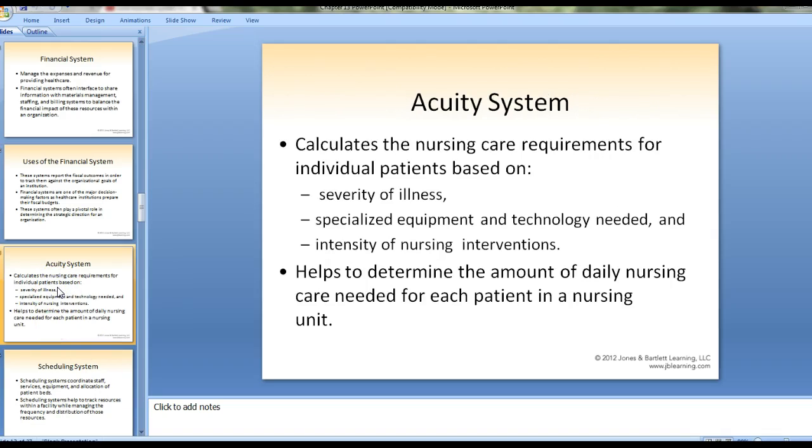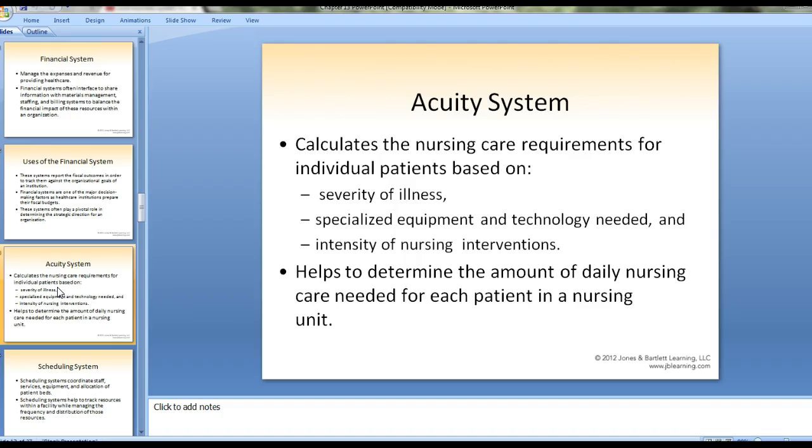And the acuity system calculates nursing care requirements. People come to the hospital for nursing care. So it's going to equate for how many beds do we need that are bariatric? How many beds do we need that can roll and transfer from area to area because they're that sick? Do we need more specialty equipment?